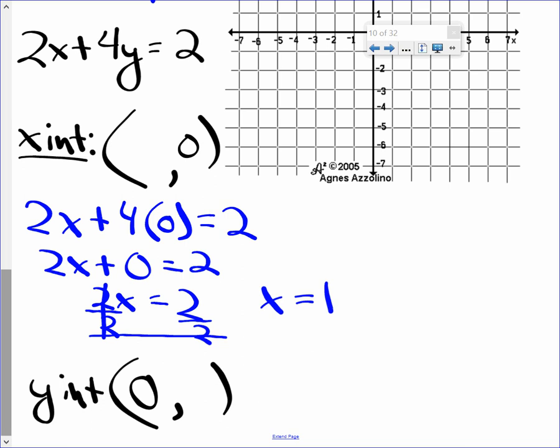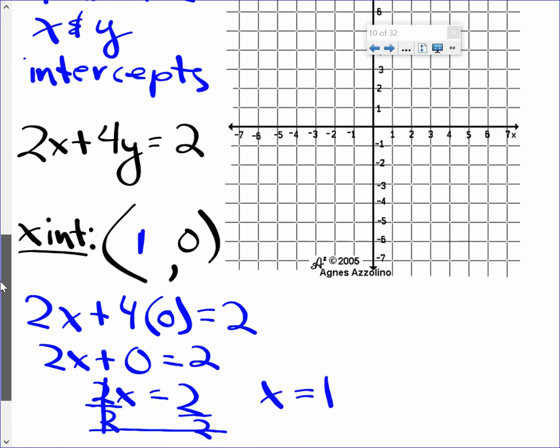So look, there's my x-intercept, 1, 0. What should we do with that puppy, Gonzalez? Nice. 1, 0. Do it with me. 1, 0.